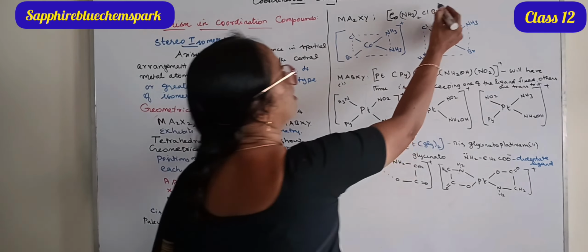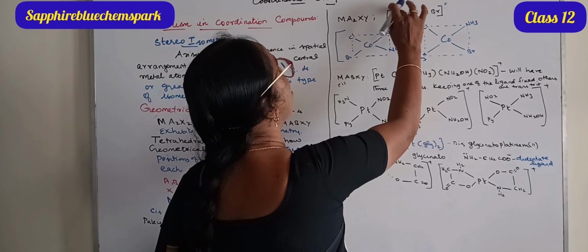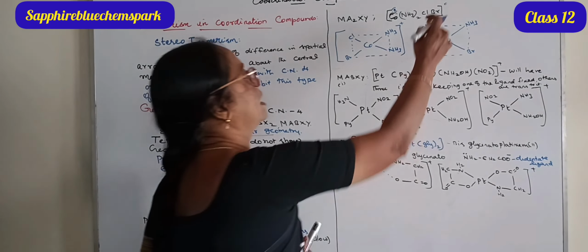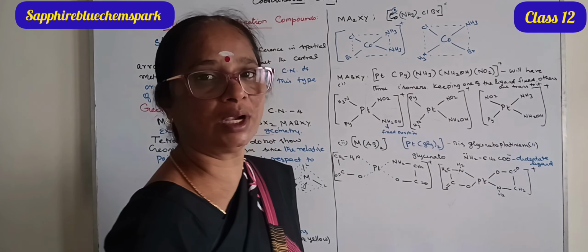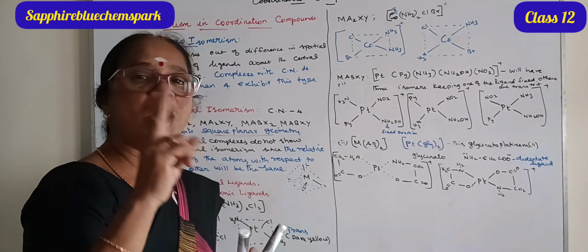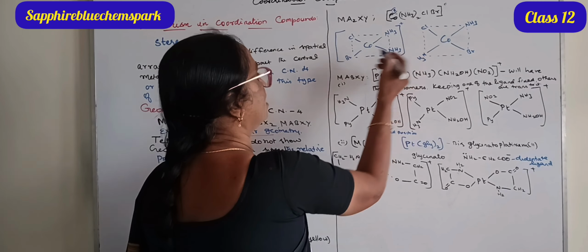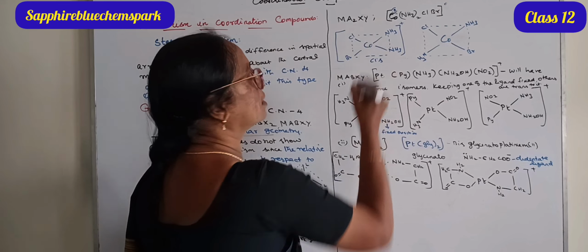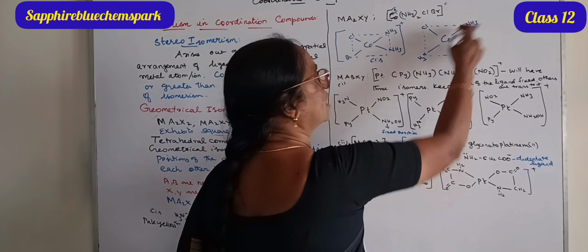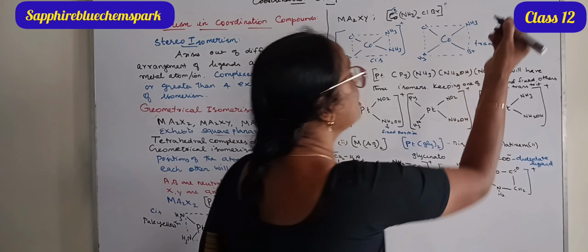In this case, the complex has a 0 oxidation state, therefore the oxidation state of cobalt will be 2, then only the entire oxidation state will be equal to 0. Here you may find that if the 2 ligands which are the same are on the same side, then we can say this is the cis isomer, and if the same ligands are diagonally opposite to each other, then it is said to be the trans isomer.